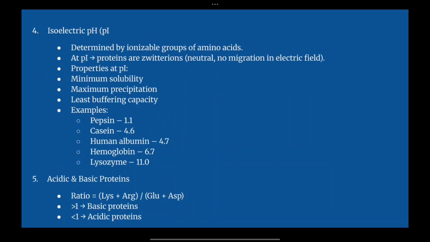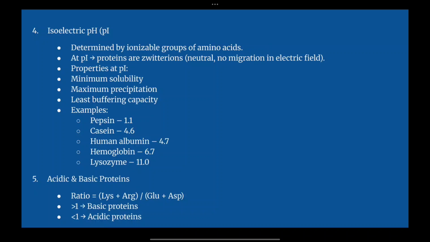Now, isoelectric pH or pI is determined by the ionizable group of amino acids. So, at pI, the proteins are Zwitter ions. That is, when a protein is at an ionizing stage, wherein it can be neutral, no migration is happening in an electric field. When an amino acid is not ready to donate, it is in a Zwitter ion state.